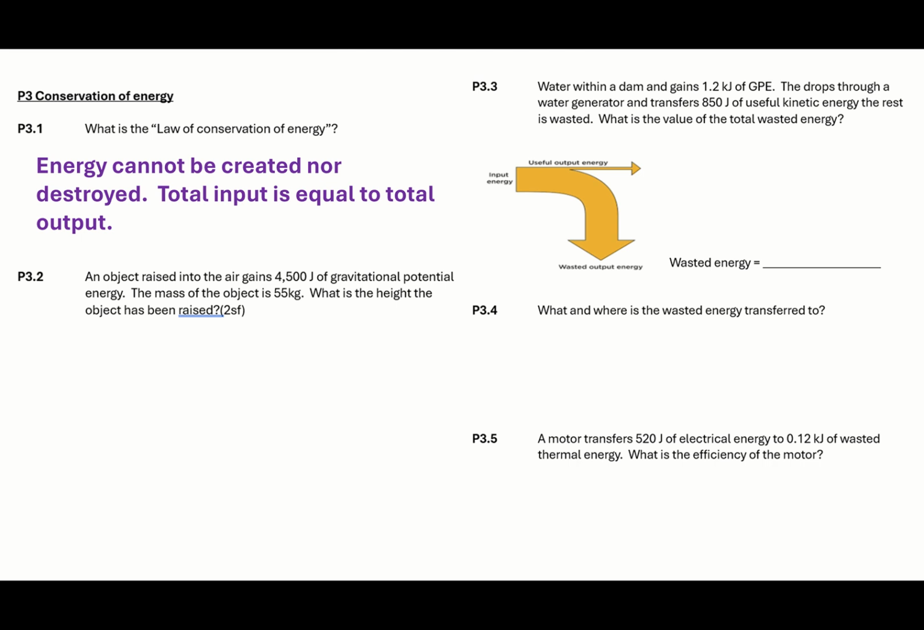Next one, we've got an object being raised into the air and it's gained 4,500 J of GPE. So we know GPE equals mgh. It tells us the mass there, so that's the mass. It doesn't tell us gravity, but it's going to be on Earth, so we just need to know that that number's 10. And it says, what is the height? So we can see there, h.